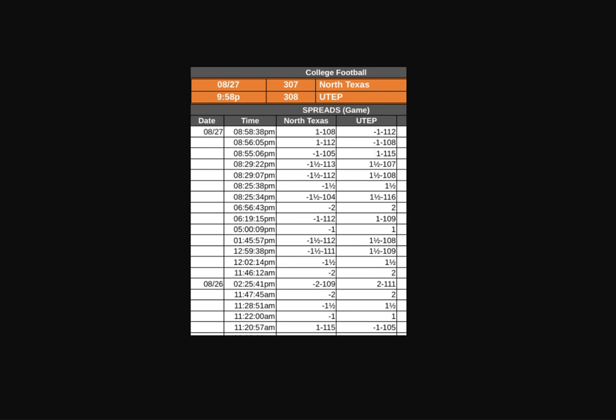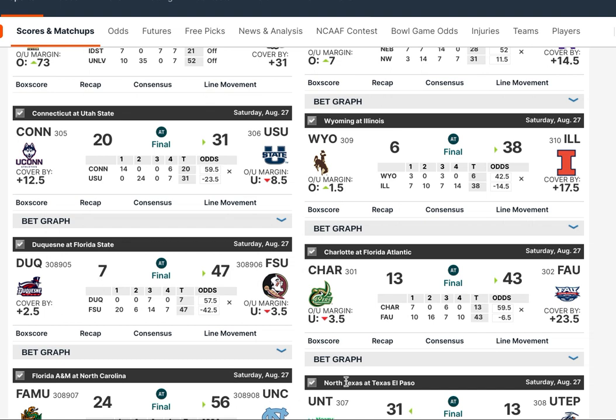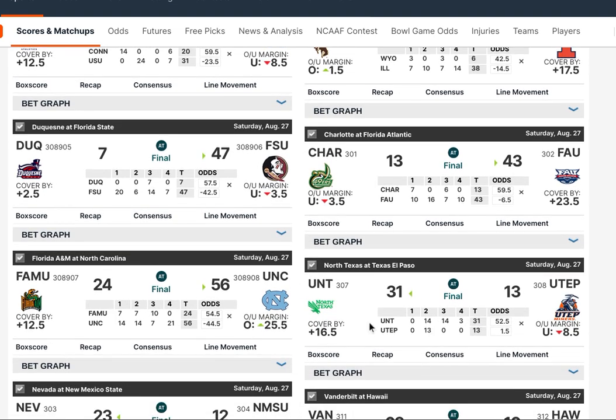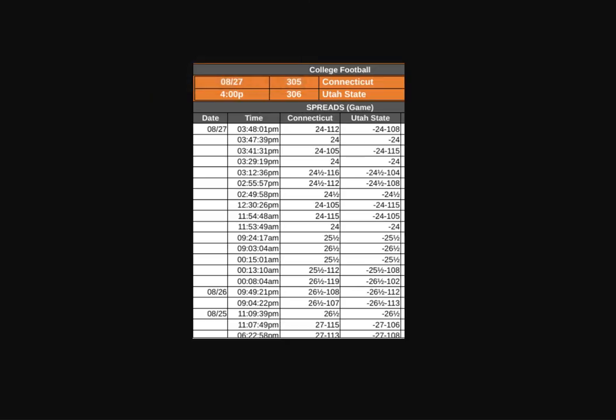UTEP. Unfortunately, UTEP got blown out in that game by North Texas. So it's important to show these where it, quote, doesn't work. But again, if you apply the concept 100% of the time, it's going to work most of the time.